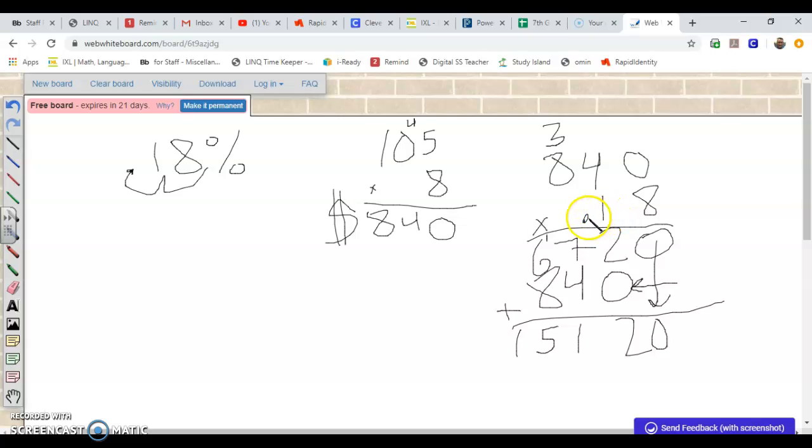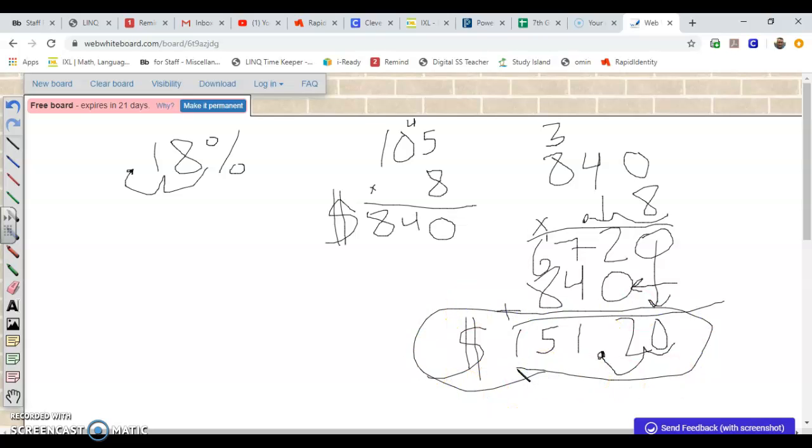Now, so when we find our decimal, we count those places. That's 2 places. Come down here. Also count 2 places. And Ann made $151.20. Alright, so that's a commission sales problem.